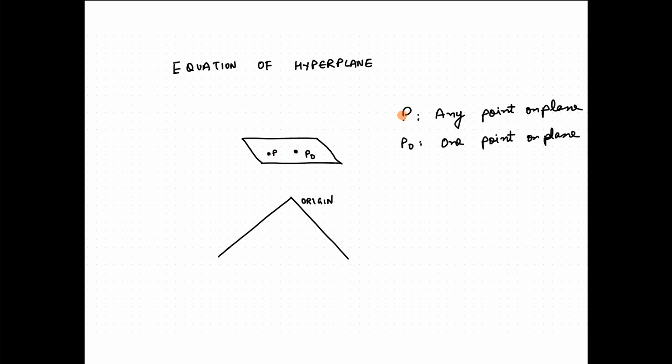So you say that P is any point on the plane. P naught is a given point on the plane. So think of P naught as (1, 3) or (4, 5, 6), something on that line. It's anything which is given to you, so you know that this point indeed lies on the plane. Capital P is any general point on this plane, and P naught is a specific known point on this hyperplane.